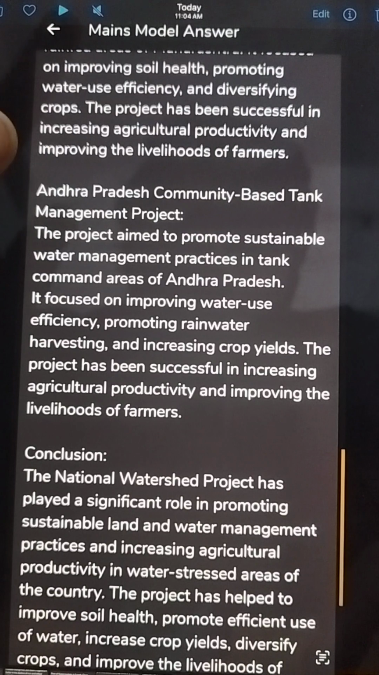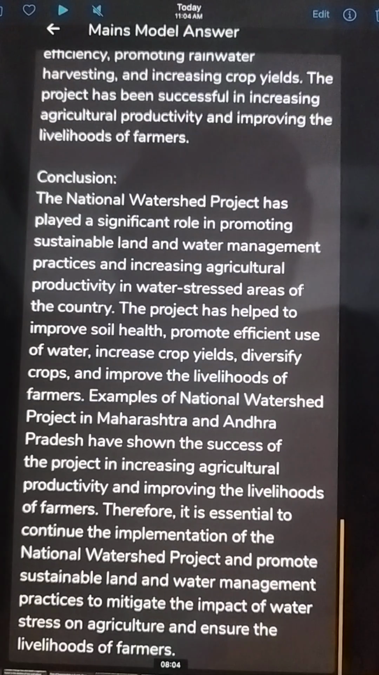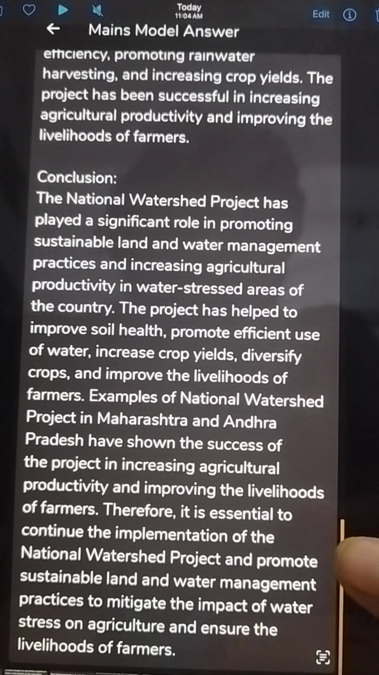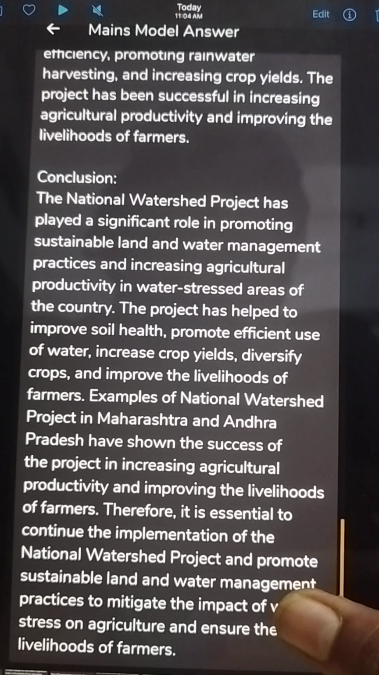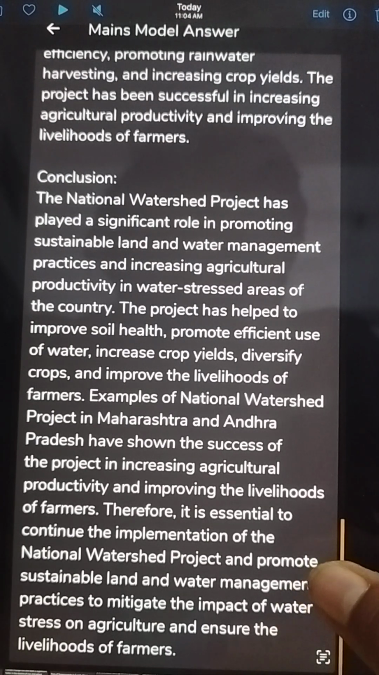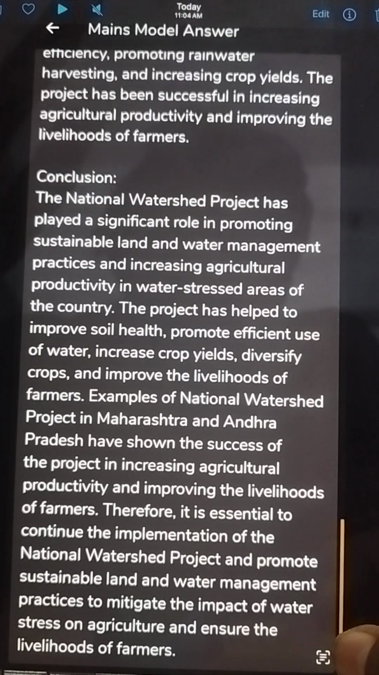So, National Watershed Project has played a significant role in promoting sustainable land and water management practices and increasing the agriculture productivity in water-stressed areas of the country. The project has helped to improve the soil health, promote efficient use of water, increase crop yields, diversify crops, and improve the livelihoods of farmers. Examples of National Watershed Project in Maharashtra and Andhra Pradesh have shown the success of the project in increasing agriculture productivity and improving the livelihoods of farmers. So therefore, it's essential to continue the implementation of the National Watershed Project and promote sustainable land and water management practices to mitigate the impact of water stress on agriculture and ensure the livelihoods of farmers.